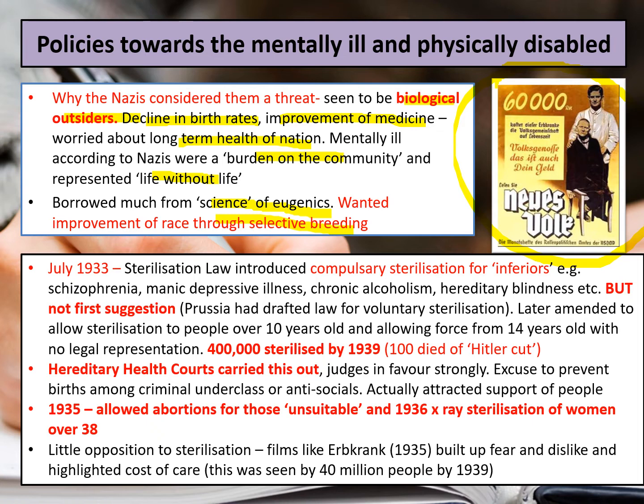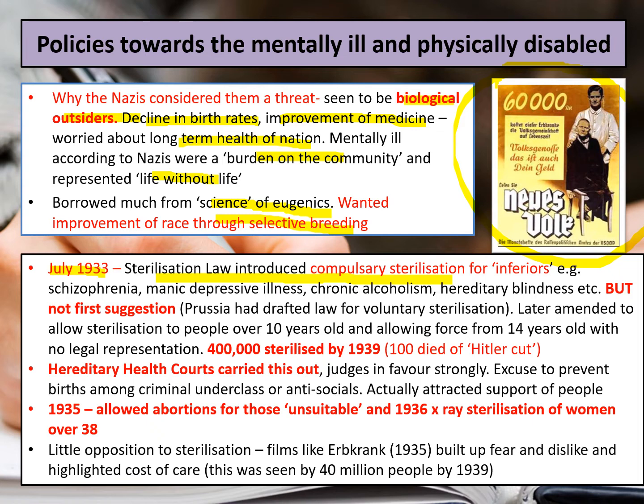Obviously, the Nazis came to power in January 1933, and by July of 1933, they've introduced the sterilisation law, which made it compulsory where they had sterilisation for people they deemed as inferiors. So, for instance, people that had things like schizophrenia, or if they had chronic alcoholism, they would be compulsorily sterilised.